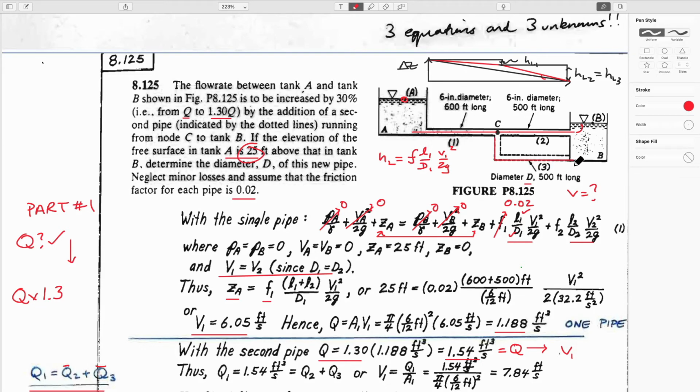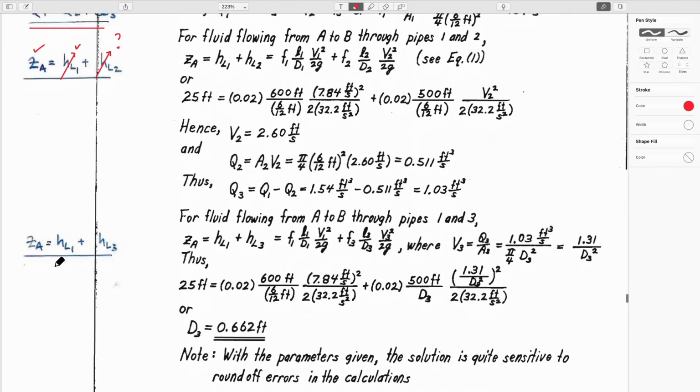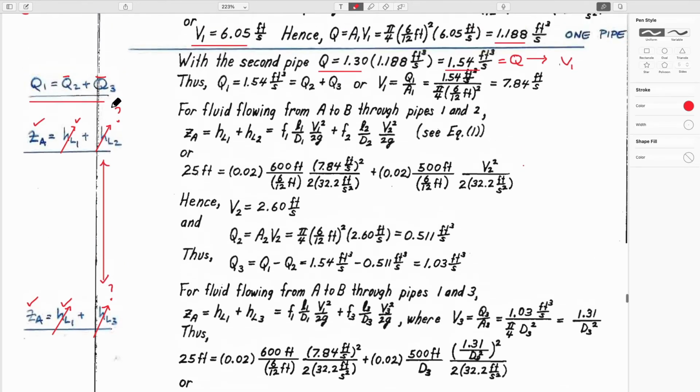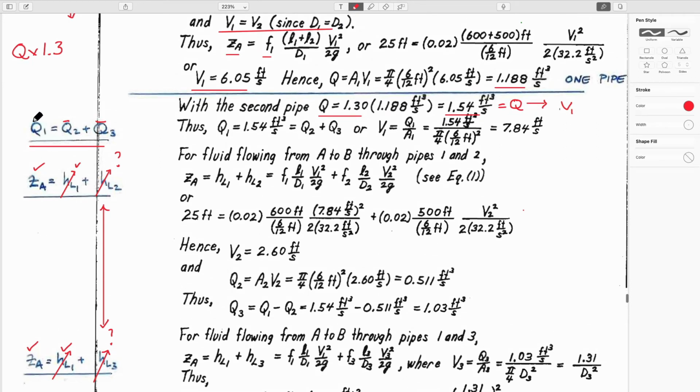We can also write for the second circuit, the one that goes along here and down through here, we can write this. The head drop is 25 feet. The head loss here is the same as this one. And therefore, we know exactly what this is as well, I guess. Question mark. We can solve for this. And so if you think of that in these terms, we know what this is. We don't know what this is. We don't know what this is, but we know what this is.